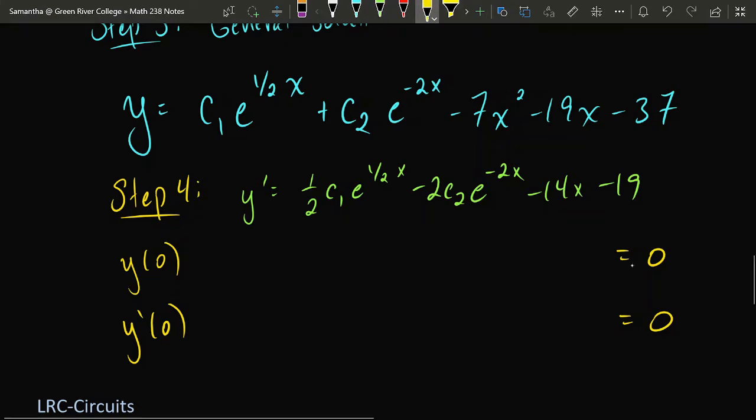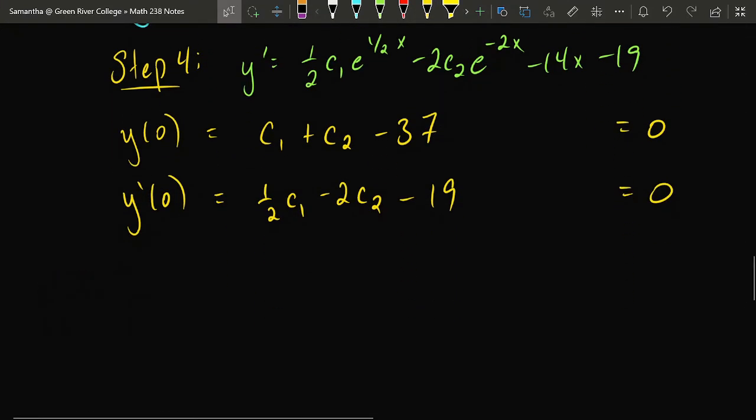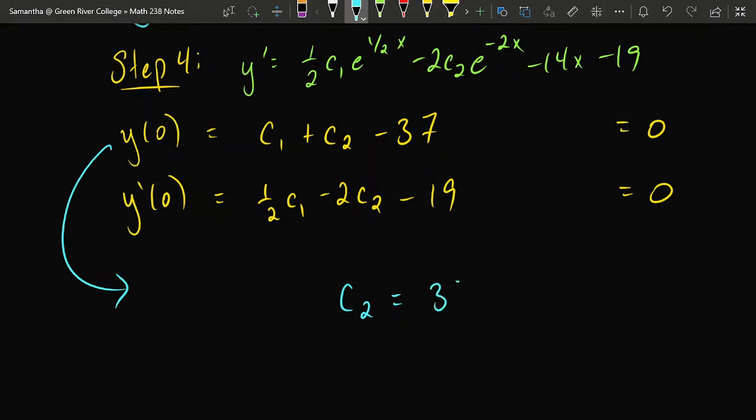If I plug 0 into the original function, then I get c1 plus c2 minus 37. That has to be equal to 0. And if I plug 0 into the derivative y prime, I get 1/2 c1 minus 2c2 minus 19. That also needs to be equal to 0. So based on that, maybe I'll just solve by substitution. It looks like c2 is equal to 37 take away c1.